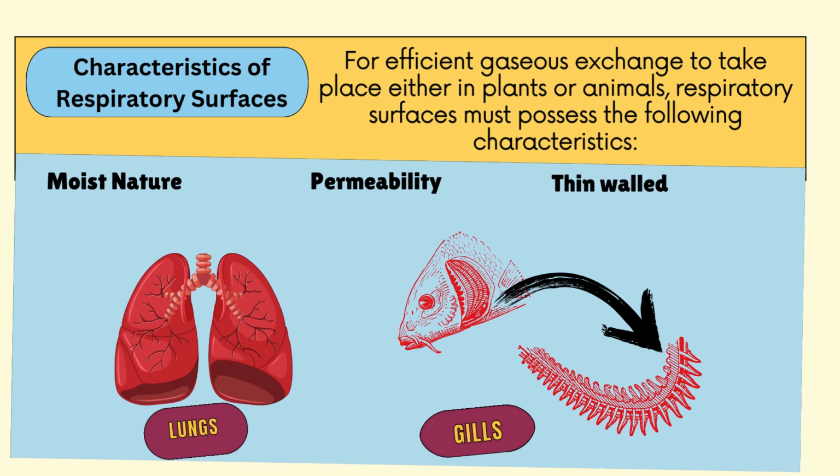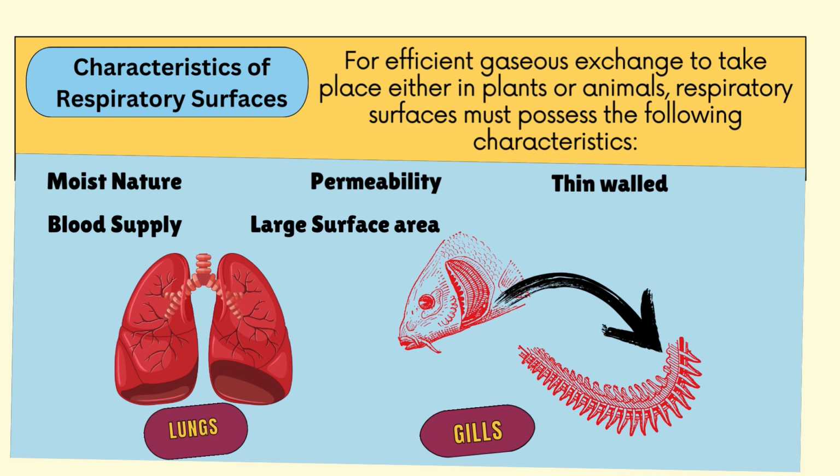Number 4, it must have adequate supply of transport medium, e.g. blood, so that this can move the dissolved gases around the body. Number 5, respiratory surface must have a large surface area to aid diffusion of gases. Large surface area in living organisms is necessary to ensure easy diffusion of gases.